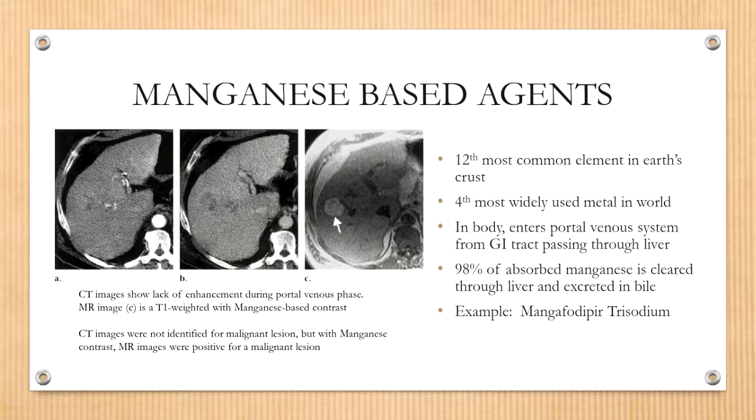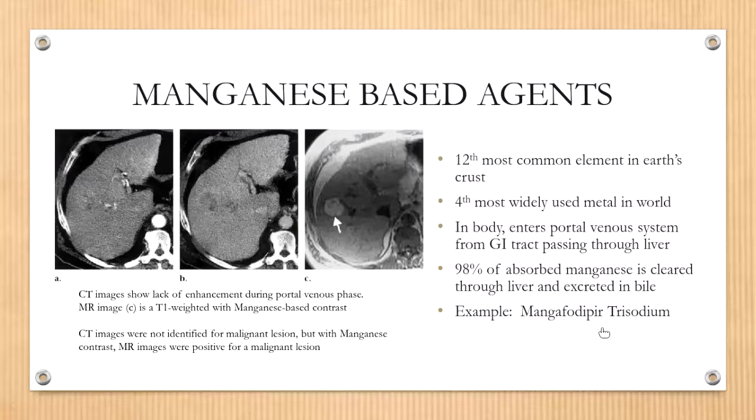In the body, if injected safely, of course, it enters the portal venous system, and it is passing through the liver from the GI tract. So it actually allows us to image the liver. 98% of absorbed manganese is cleared through the liver and excreted in bile. And so we're actually able to truly visualize how the liver functions, just like we would with an iron oxide agent. An example of a manganese-based agent is called mangafodipir trisodium.